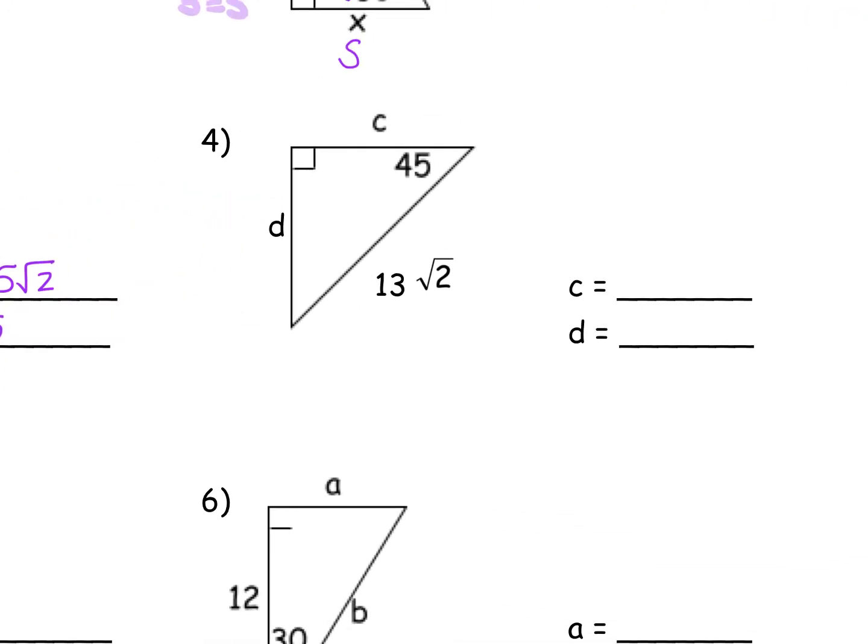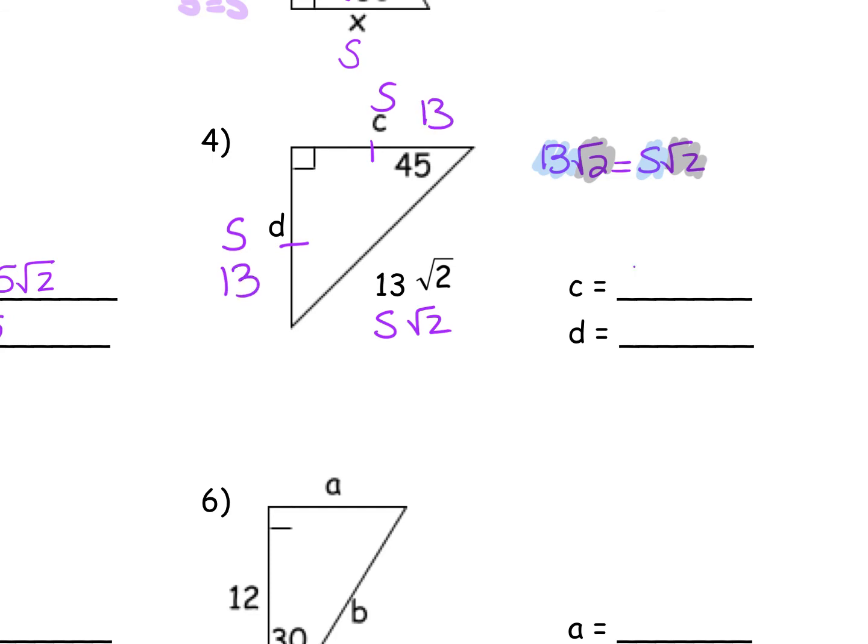All right, here we also have 45-45-90. I know these two are congruent, and it's going to follow the pattern of side, side, side root 2. So if 13 root 2 is equal to side root 2, since I have a root 2 on both sides, my side is going to equal 13. So this is going to be 13, and this is going to be 13.